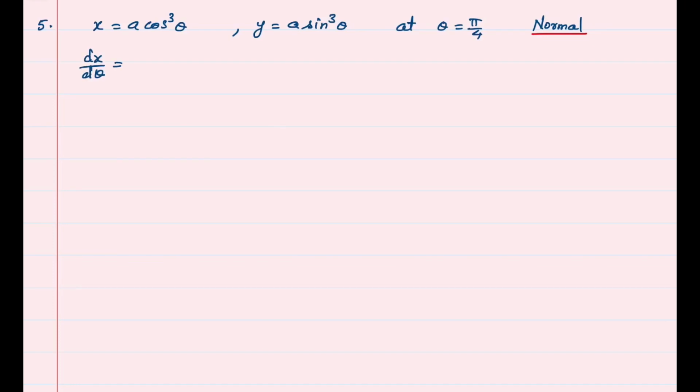Fifth question. Find the slope of the normal to the curve x equal to a cos cube theta, y equal to a sin cube theta at theta equal to pi by 4. In this question, we have to find the slope of the normal. Underline the word normal in the question. And these are parametric equations. We know how to find dy by dx for parametric equations. We will first find dx by d theta, dy by d theta and divide.